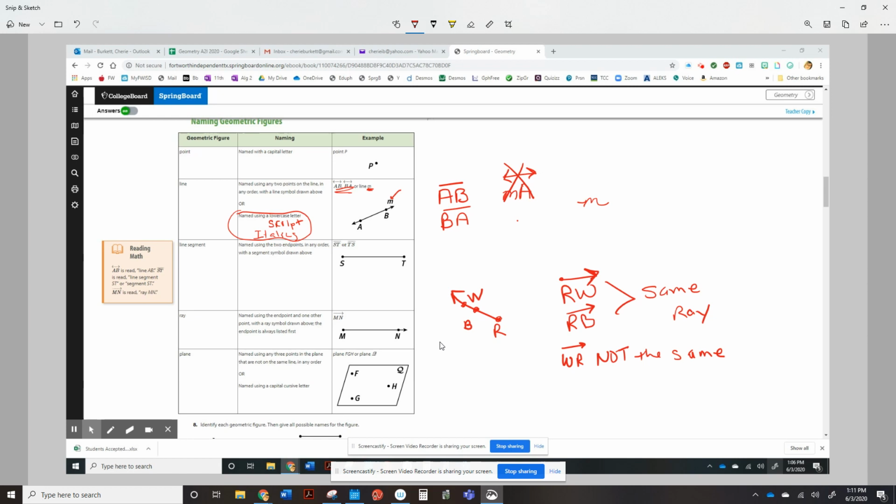Okay, so just be sure that you are not using one of the points. Here's another one. It's not the same. Ray BR. Why? Because the endpoint is not W. So just be sure about that.